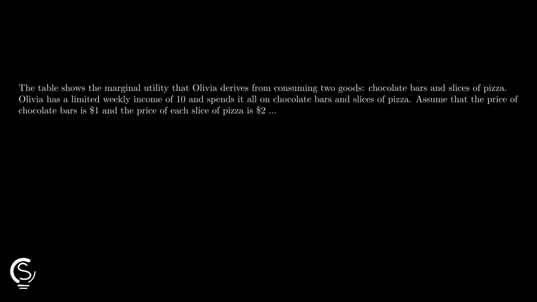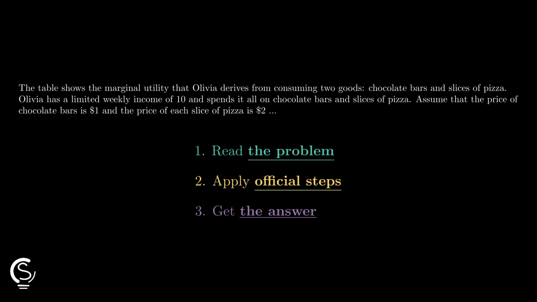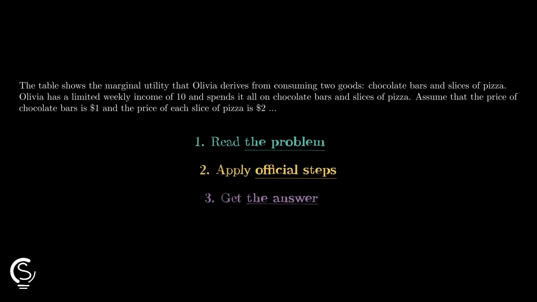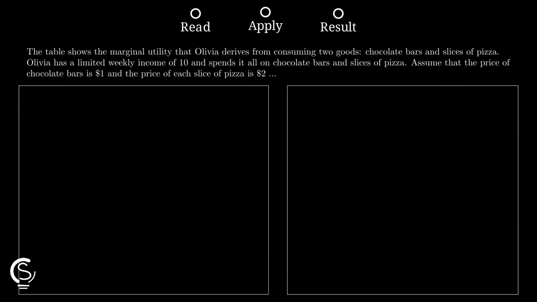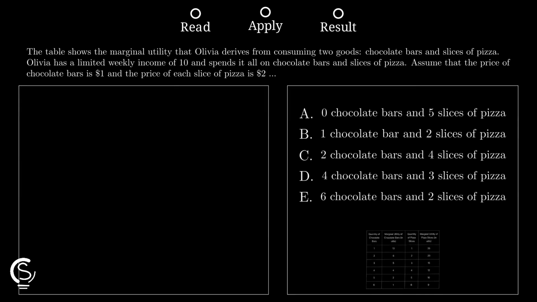Utility maximization gets easy fast when you compare bang for your buck and use the budget to spot which combo really wins. To maximize utility, Olivia should spend all $10 on the mix that gives the greatest total satisfaction. So we compare marginal utility per dollar for chocolate and pizza.